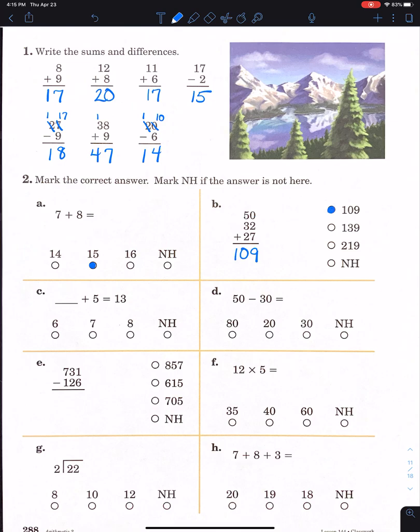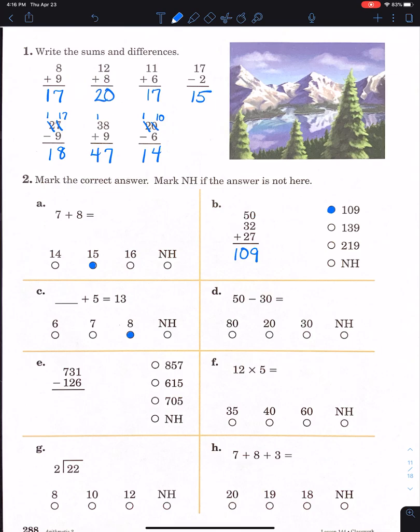All right, C, blank plus 5 equals 13. Which number plus 5 equals 13? Is it 6, 7, 8, or none of those? It's 8. 8 plus 5 equals 13.